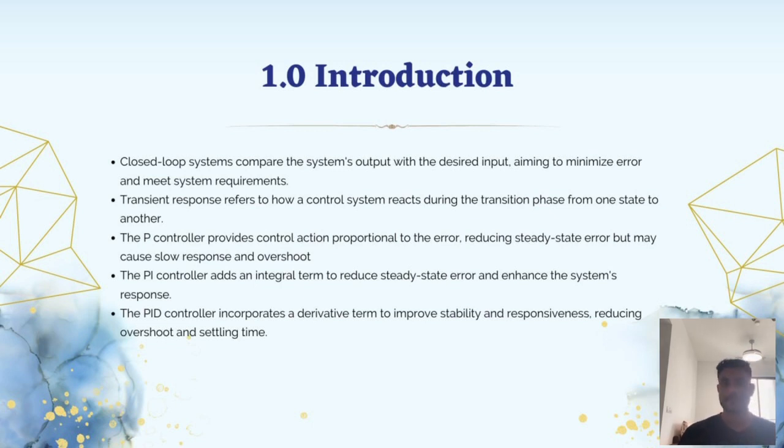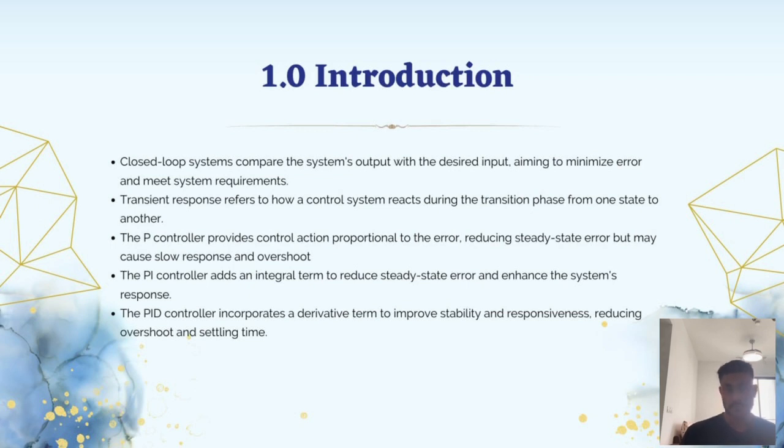Control system in general. And as we talk about P, PI, PID, what's the main intention of that? Their main intention is that it detects the deviation of a system and produces control signals that reduce the deviation to 0 or to a small value. The manner in which the automatic controller produces the control signal is called the control action. Moreover, a closed loop system compares the system output with the desired input, aiming to minimize error and meet the system requirement.